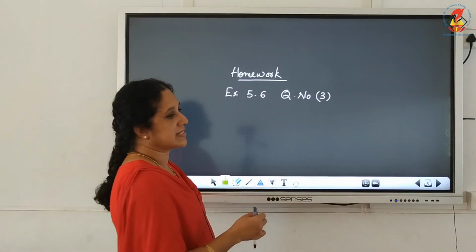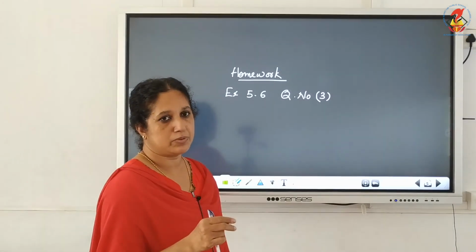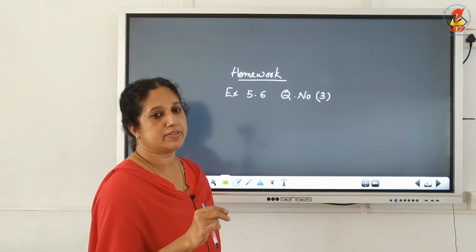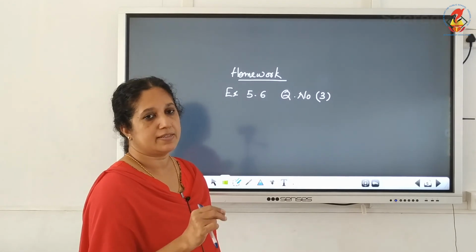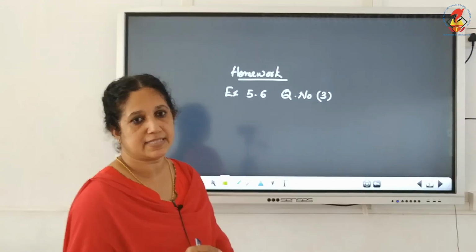Now homework, exercise 5.6 question number 3. You have to look at the textbook and write down the answer in the textbook itself. The figures are given, you have to name what type of triangle is given.